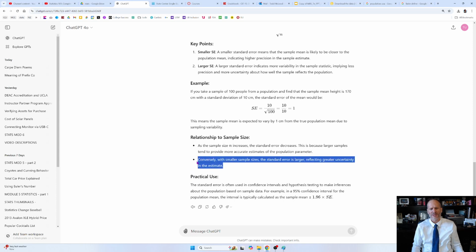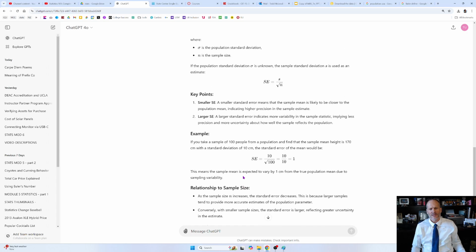If I just have a sample size of 2, I might randomly have 2 people who are very short or 2 people who are very tall. But the more people I get, the more the sample is going to approximate the population. So that's what that means.